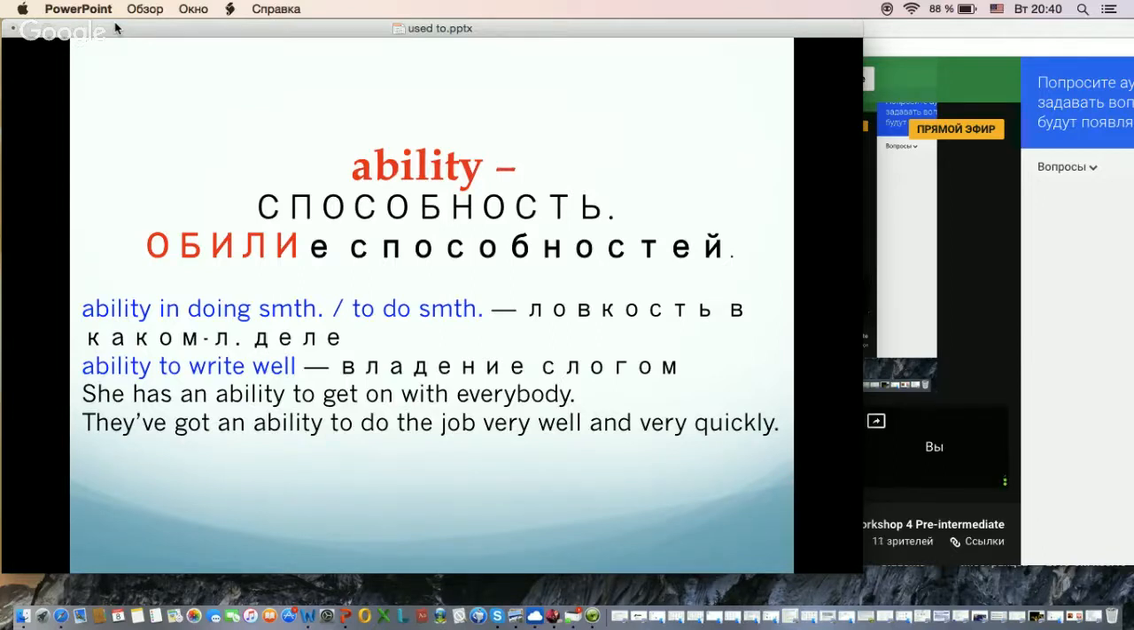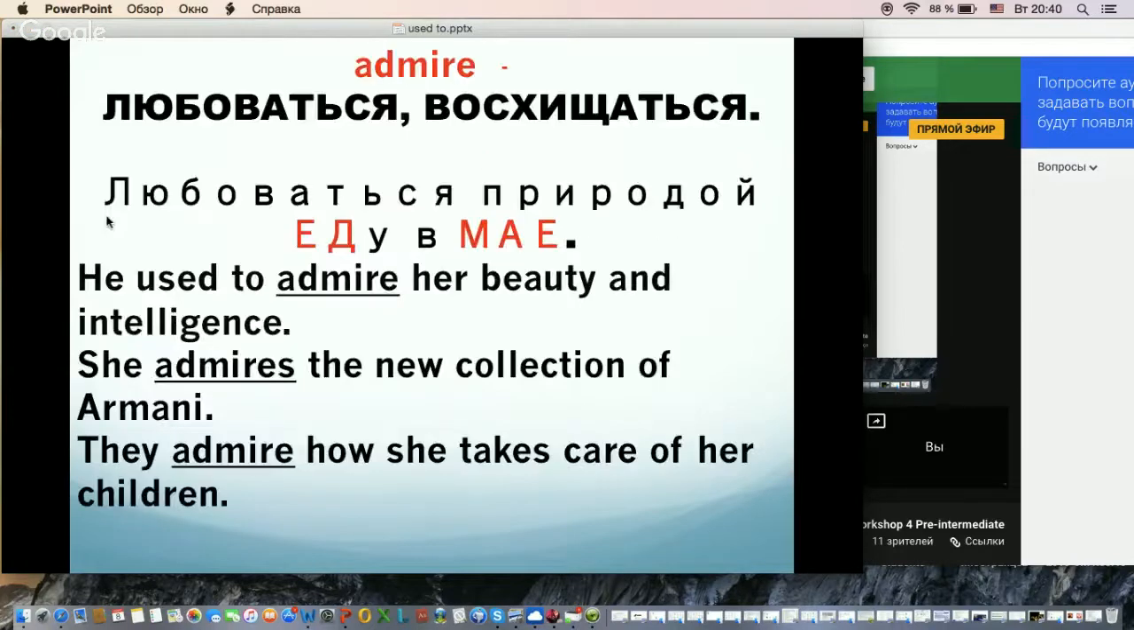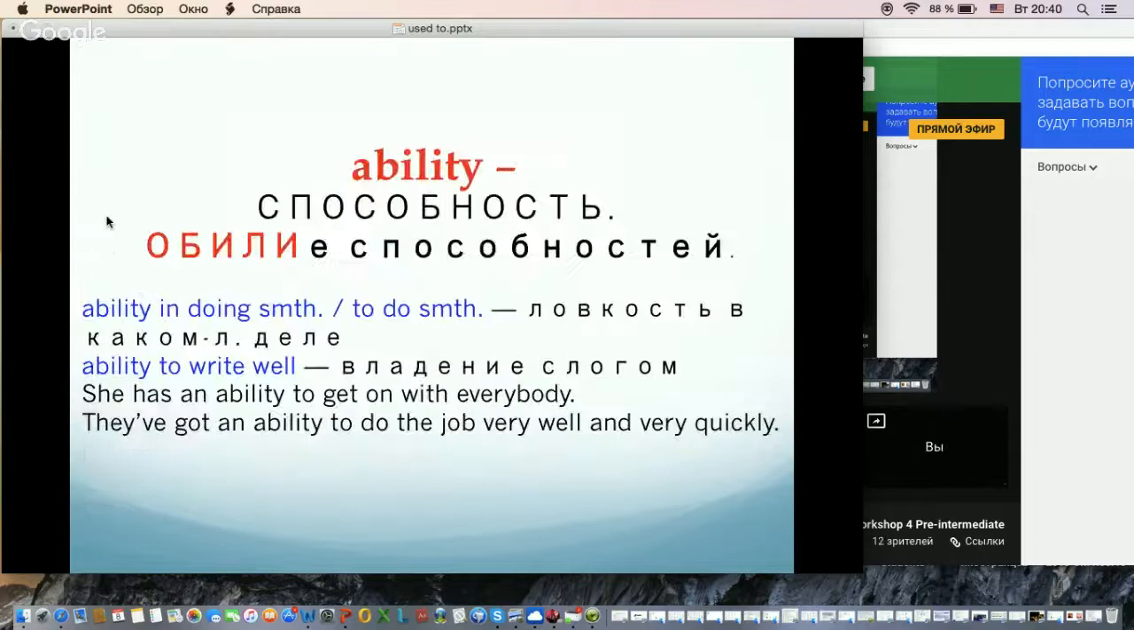Ability. Okay, so sorry. Ability to do something, то есть ловкость в каком-то деле, or ability in doing something. Ability to write well, то есть владение слогом или способность хорошо писать.